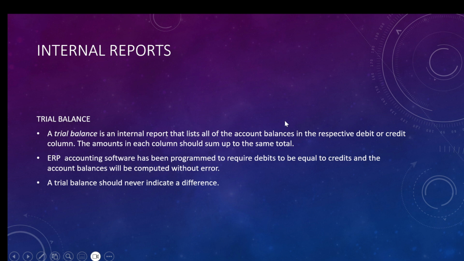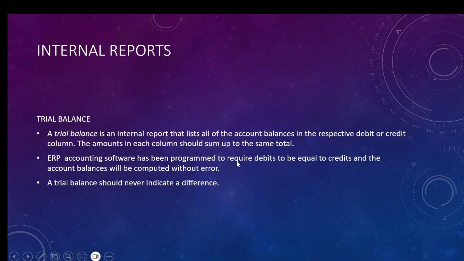What do you mean by same total? The trial balance will have two columns, the debit side and the credit side. Your debit side total should match with the credit side total of your trial balance. So that's where the concept of double entry comes in. Double entry means that you're debiting all the accounts correctly, and you're also crediting all the corresponding accounts correctly to make sure that both the debit and credit totals match. That's what is reported in the trial balance.